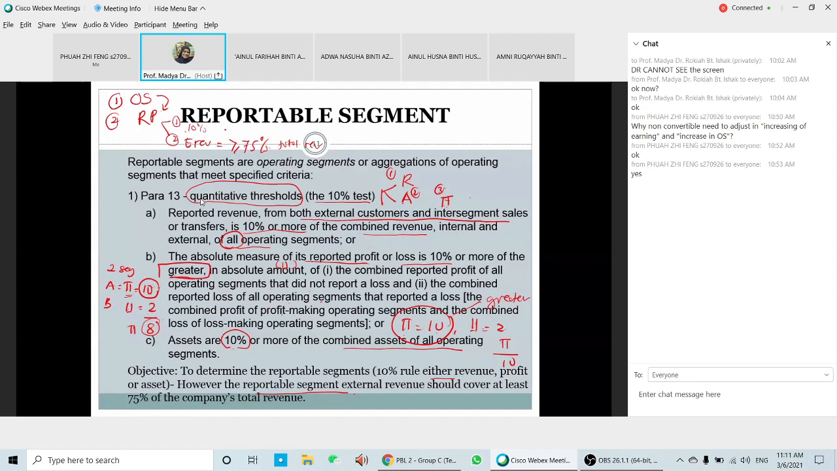Once you have passed the 10% test, the last test that you need to conduct is to make sure that the external revenue of those operating segments is more than 75% of the company's total revenue. Maybe we can look at the examples so we can understand this better. That is the criteria.